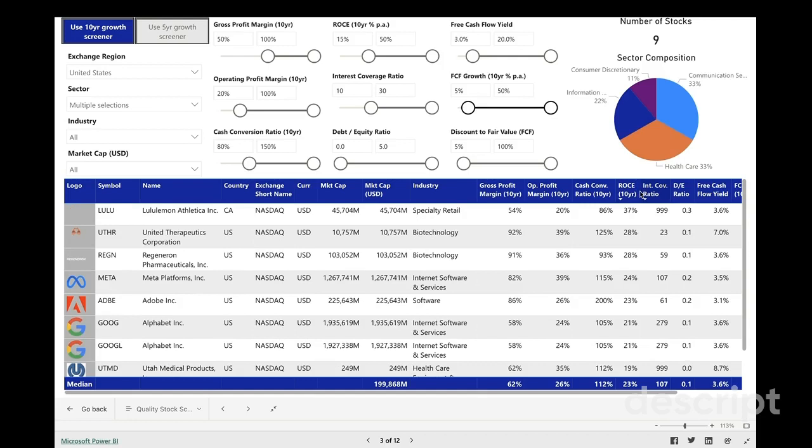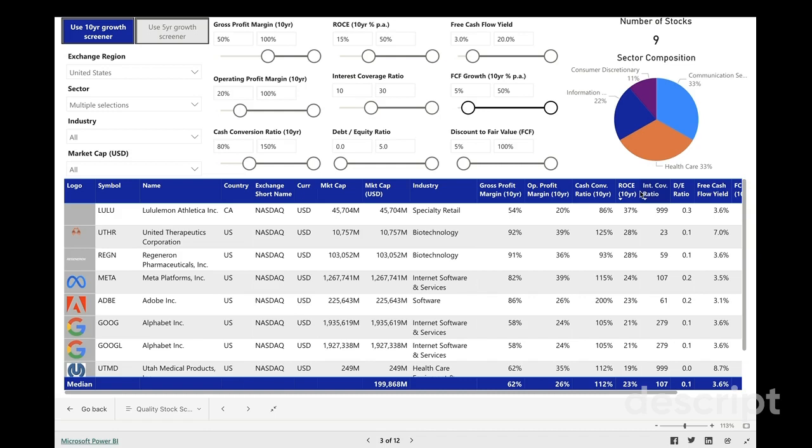Remember, the screener is just the first step in the stock selection process. Once you've identified potential high-quality stocks, it's essential to conduct thorough due diligence. Use our stock metrics page to access in-depth financial data and our stock fair value calculator to estimate the stock's intrinsic value based on your own assumptions.